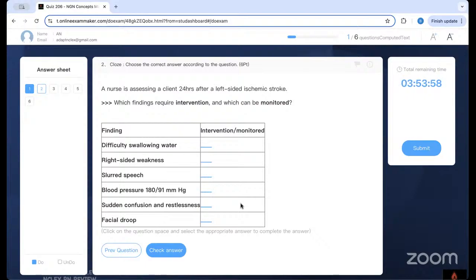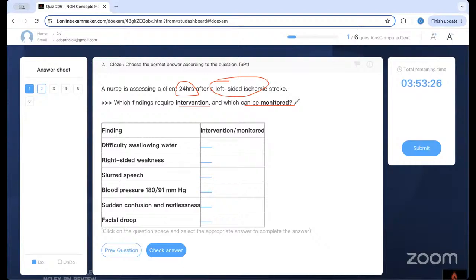But then go with the buzzword. The buzzword is what? A nurse is assessing a client 24 hours after what? Left-sided ischemic stroke. That means the buzzword is the patient had a stroke 24 hours ago, left-sided, and do I monitor this finding or do I intervene? That's what I'm focusing on. If I have a left-sided ischemic stroke, after 24 hours, what should I see?